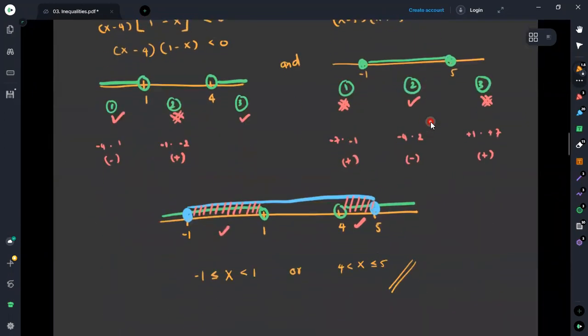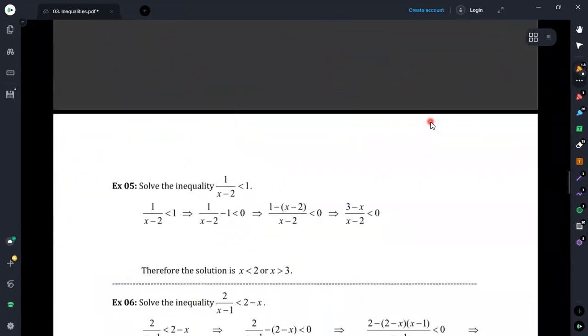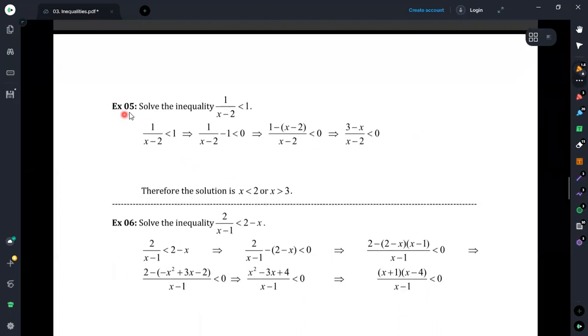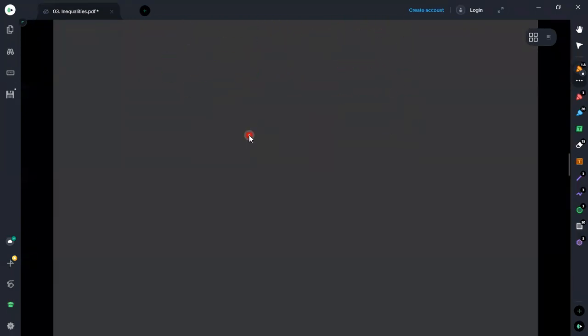Next we will move on to discussion of another example related to this. Here it is in the form of a fraction. You are asked to solve the inequality 1 over x minus 2 less than 1. The fifth one is 1 over x minus 2 less than 1.